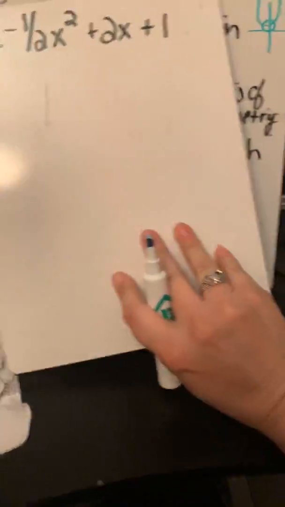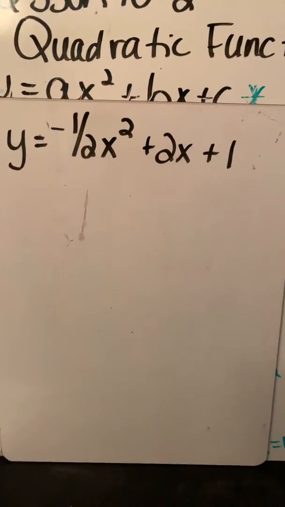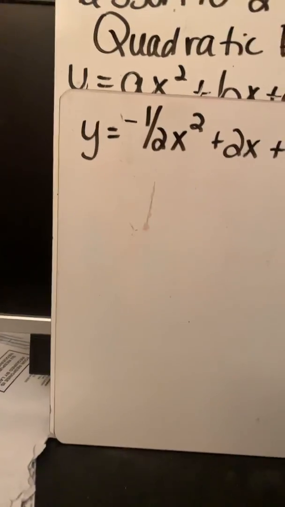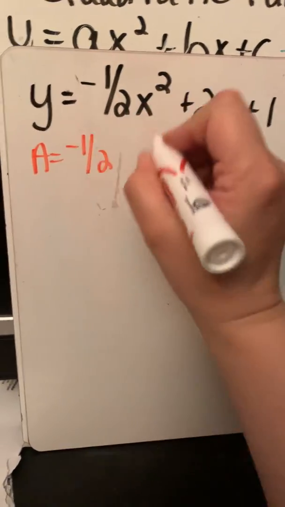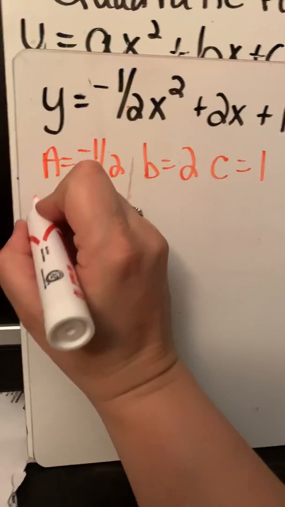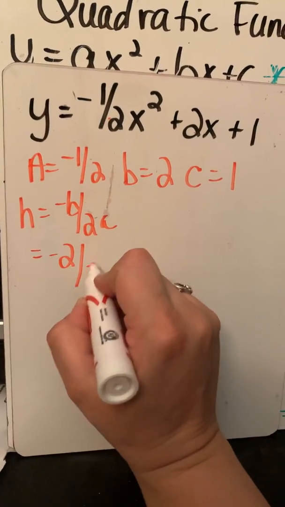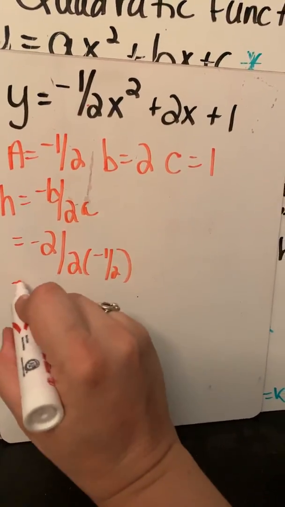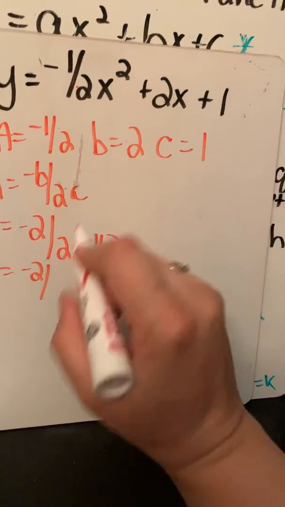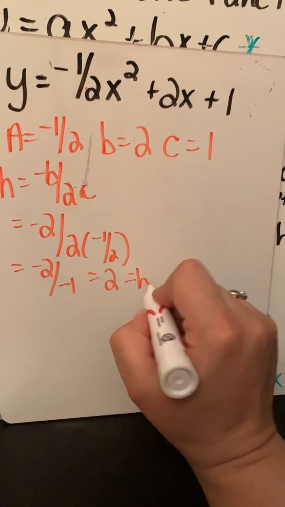Let's do another example. One more example. Again, label your a, b, c. For this one, a is negative 1/2, b is 2, c is 1. Remember, h is negative b over 2a. So we take negative 2 over 2 times negative 1/2. Up top I've got negative 2. 2 times negative 1/2 is negative 1. So that means that my h is 2.